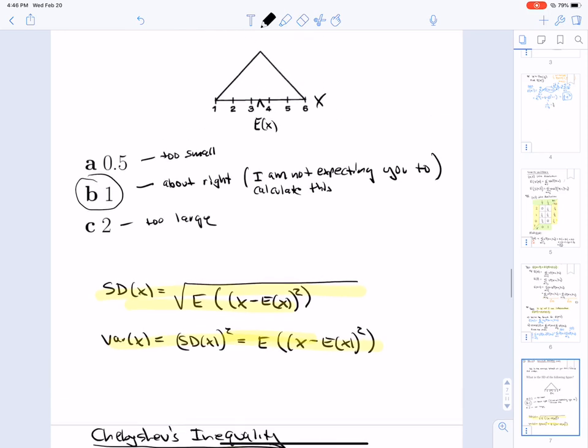But of course there are formulas for what SD is. The deviation from the mean is x minus expectation of x. We square it, we take the average of that, and then we take the square root of it. That's the same effect as the absolute value of the deviation. And variance is just the square of the SD.